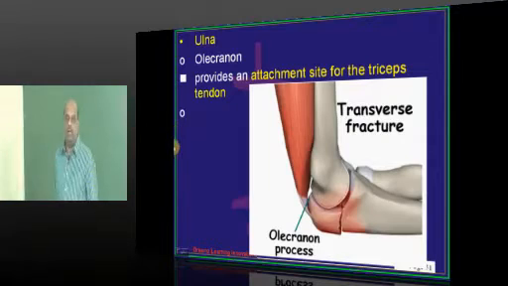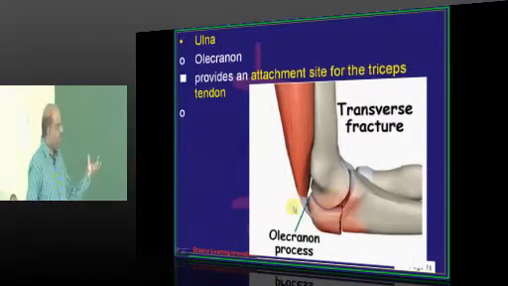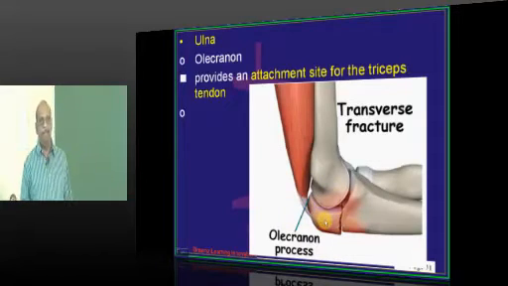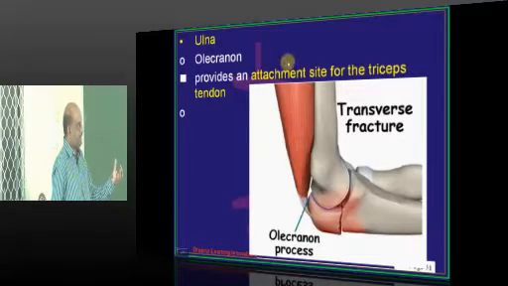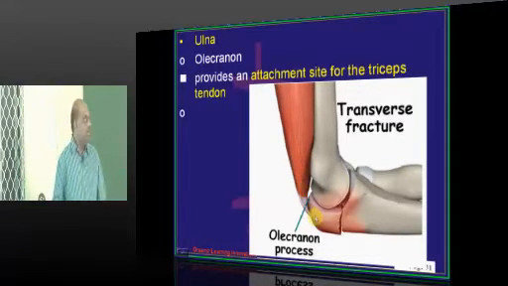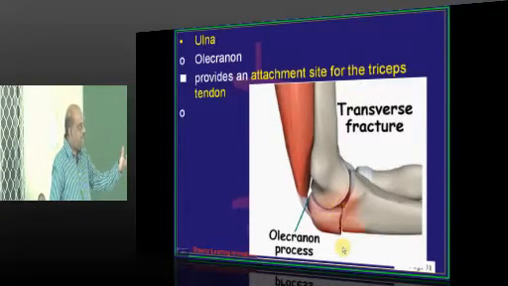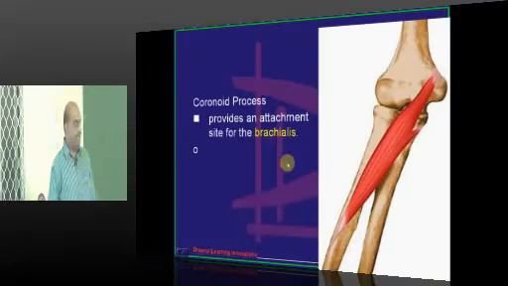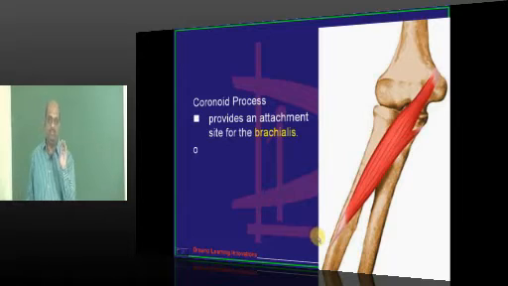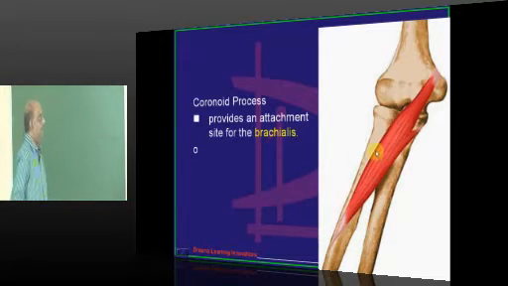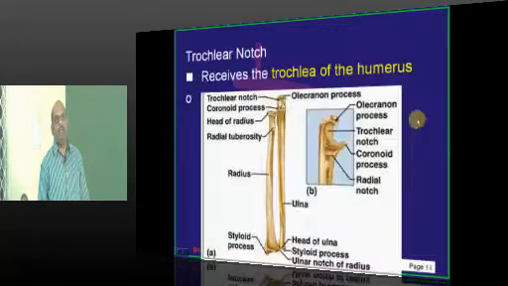Then coming to the ulna, what are the important structures? A very important structure is the olecranon. Why? Olecranon basically provides attachment site for the triceps muscle. There can be a fracture of the olecranon, which can be a simple transverse fracture of an olecranon, as what you can be able to see here. Then there is a capitulum for the ulna, and capitulum of the ulna is the site of attachment of brachialis.